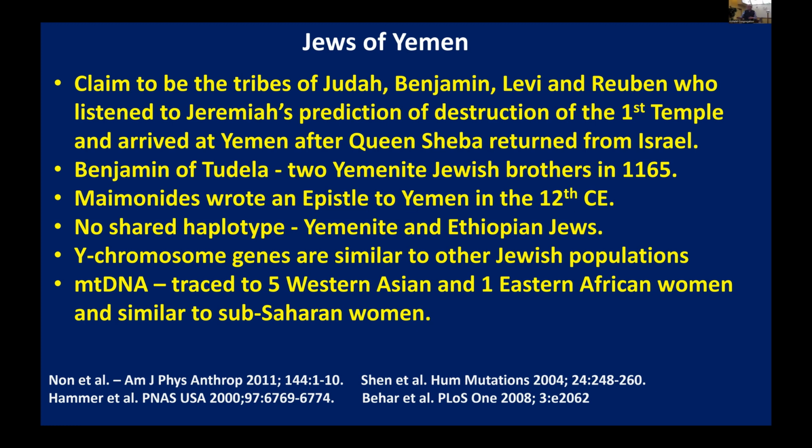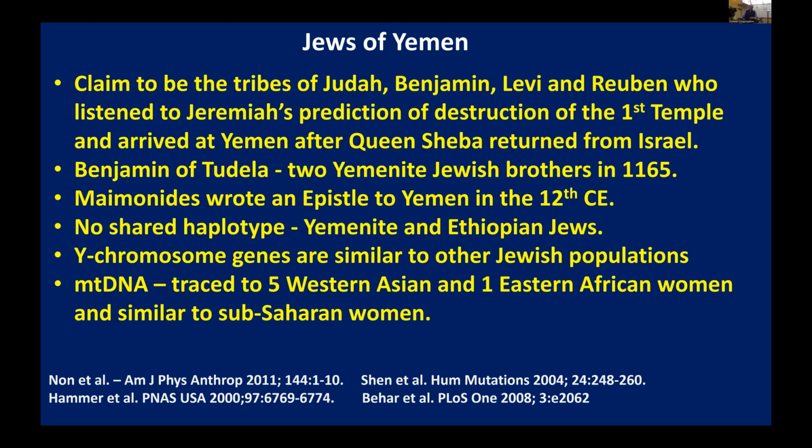And they were described in the books of Benjamin of Tudela, a guy who was 100 years before Marco Polo, traveling around the world and writing about different tribes that he met. Also Maimonides wrote letters to Yemen. So we know from the 11th and 12th century that they were there, at least at that time.